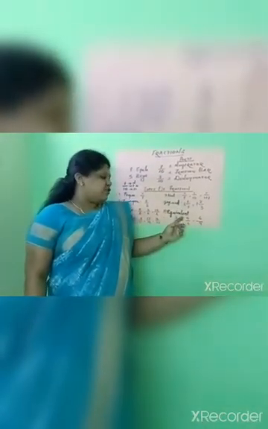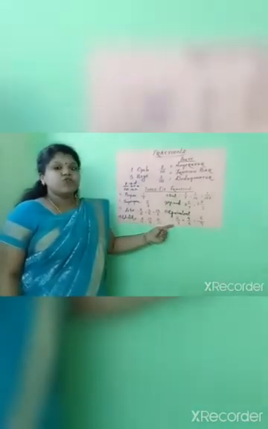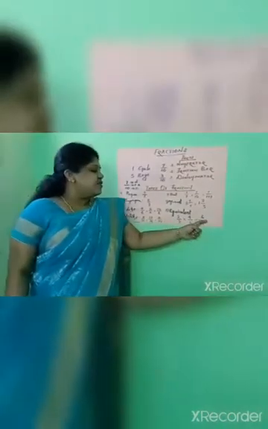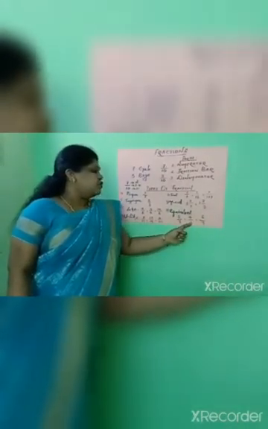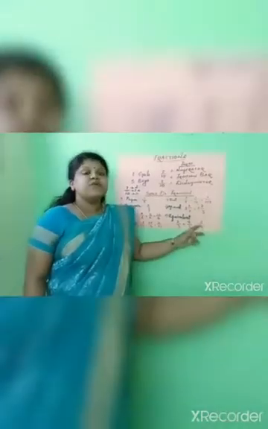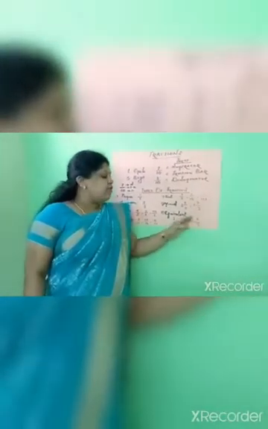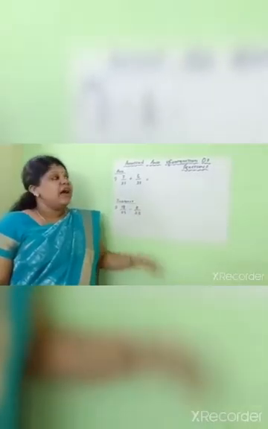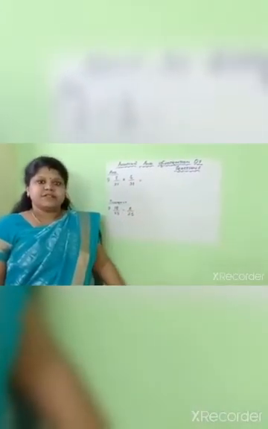Now equivalent fraction. For example, if I take 2 by 3, 2 into 2 is 4 and 2 into 3 is 6. The same way, 3 into 2 is 6 and 3 into 3 is 9. So if we cut off these numbers and reduce them to the lowest terms, again we will get the same number, 2 by 3. Now let's see addition and subtraction of fractions.